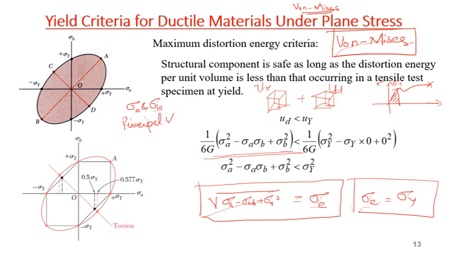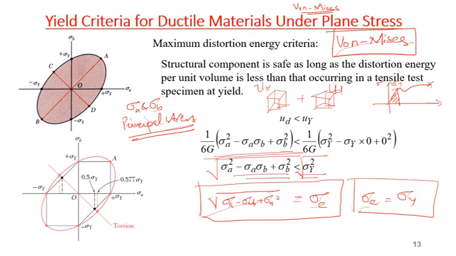These are my principal stresses. Now, if this value is equal to sigma y squared, or if I take the square root on both sides, this will become sigma y. If this square root value is equal to sigma y, the yielding will start. So that is how the plane stress case is related to the uniaxial material property.